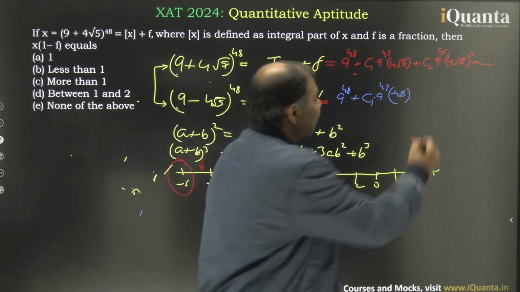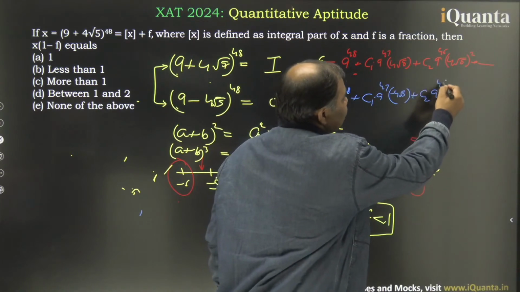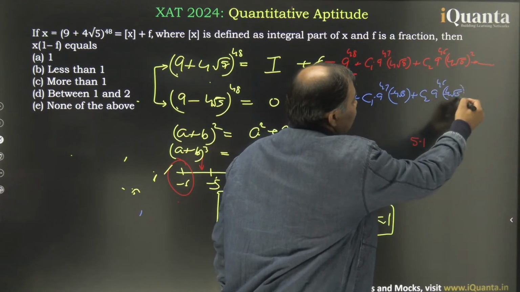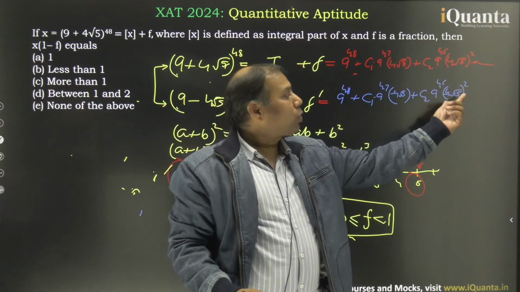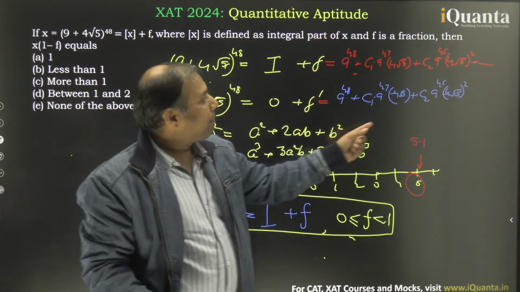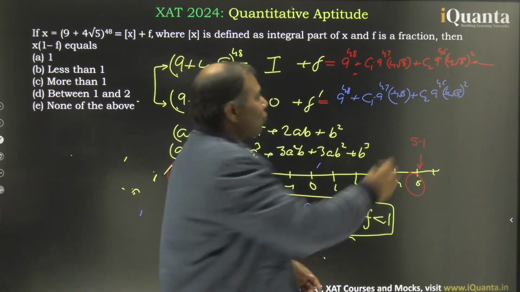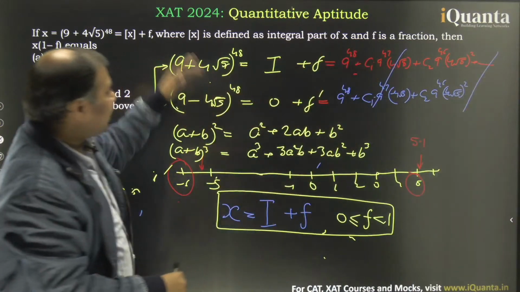And in the next term, if I'm going to write, again it is going to be C2, 9 power 46 into 4 root 5 with minus sign and power 2. Because it is power 2, even power, it is going to be an integer number. So all integral terms are being added, but irrational terms are being cancelled. So that was the whole thing. If I add these two terms, I'm going to get only an integral number.